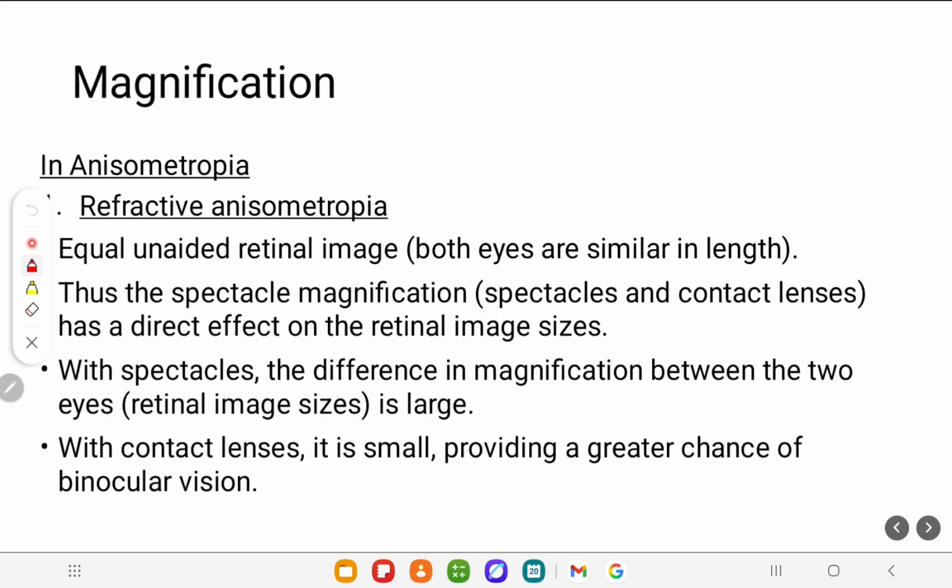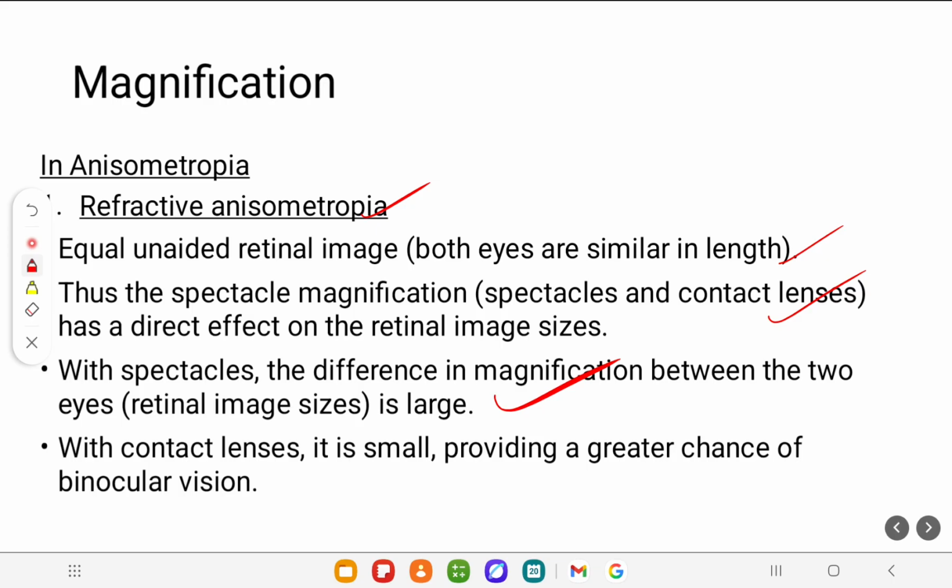Okay, so magnification in case of anisometropia, refractive anisometropia, so equal unaided retinal image, both are similar in length, and thus the spectacle magnification, spectacle and contact lens, has a direct effect on the retinal side. With spectacle, the difference in magnification between two eyes is large. That's why in the aniseikonia concept, anisometropic, it's always better to correct with contact lens. Yes, theoretically, refractive anisometropia is better corrected with contact lens.